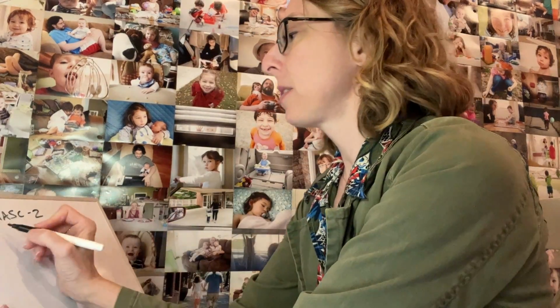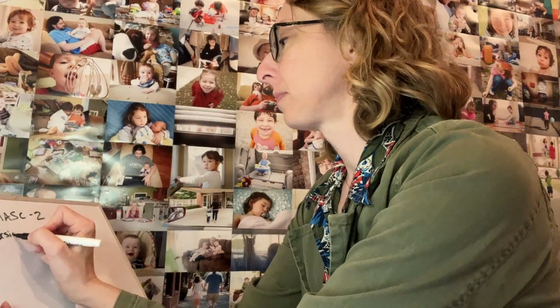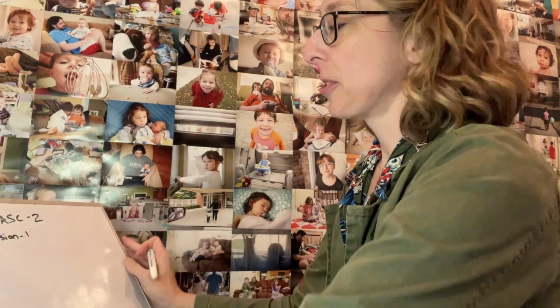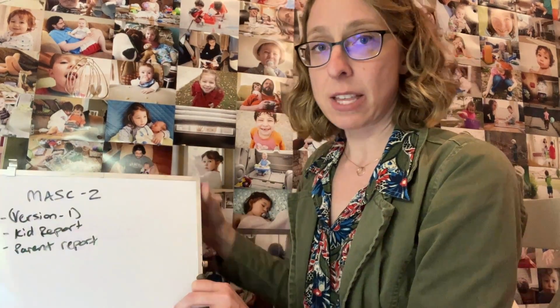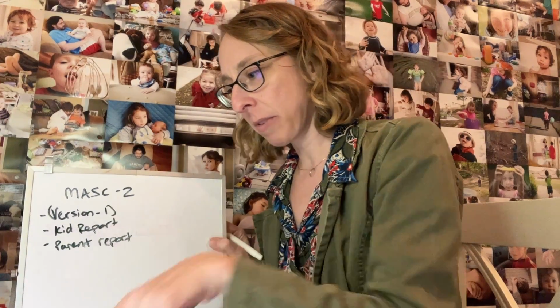All right, so on my little piece of paper, I would be writing MASC 2, okay? So there's a version 1. This is probably going to be reversed, isn't it? There's a version 1. It really is going to be reversed. I'm sorry. There is a kid report, and there is a parent report. So I'm going to write that down. Okay. Can you see that? Kind of, sort of. Okay. So, kid report, parent report.